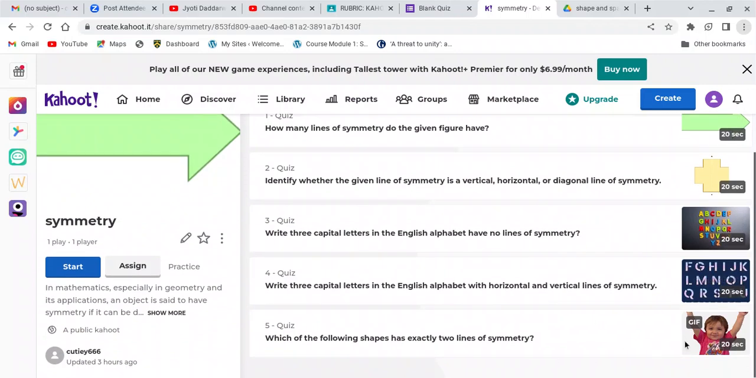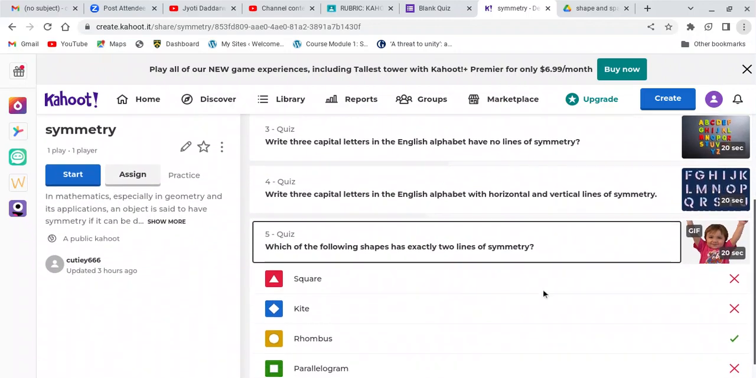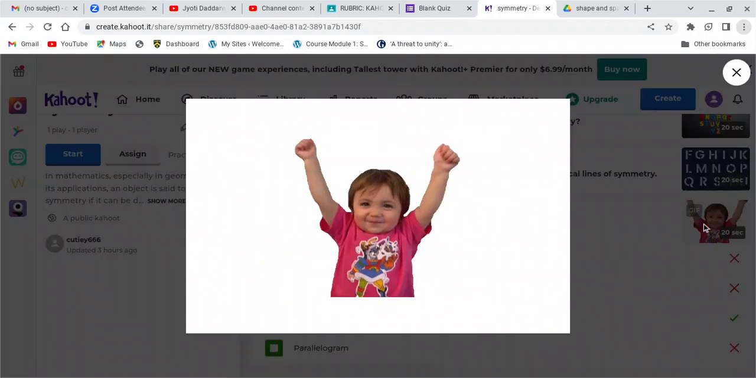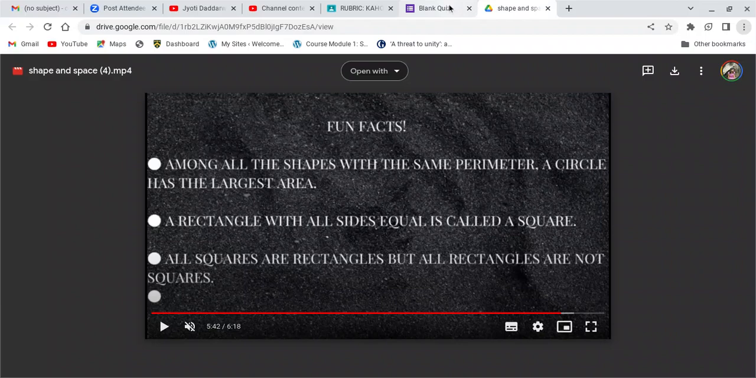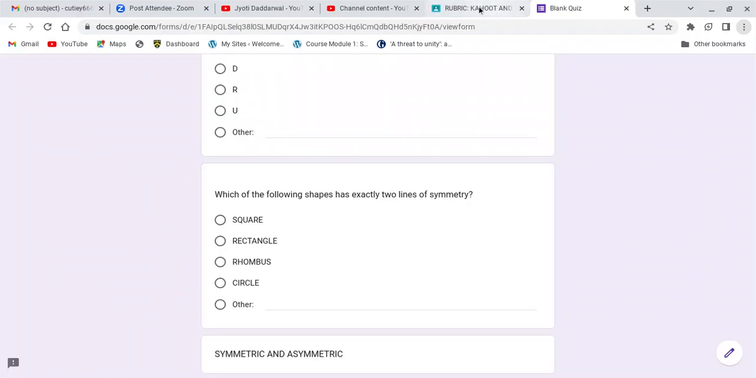This is the last question I put here. The question is about this really cute GIF, and I really like it. Which of the following shapes have exactly two lines of symmetry? Then I provided the options, and that's all for my Kahoot.